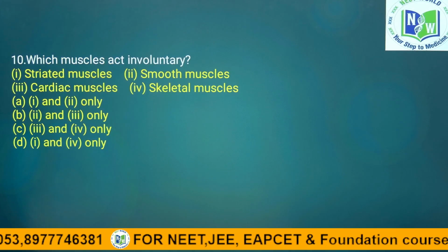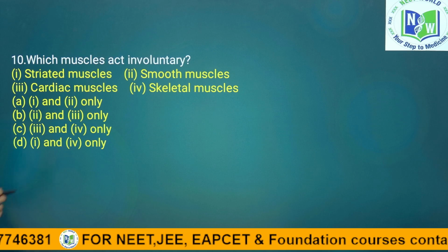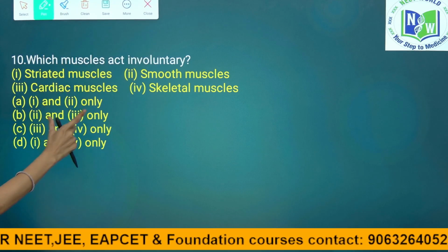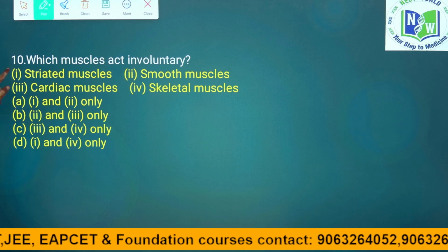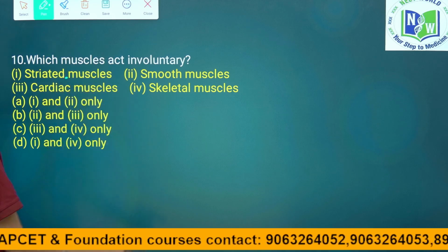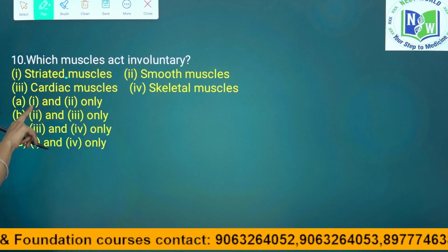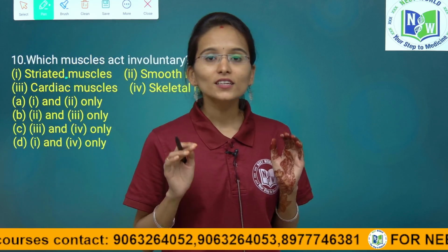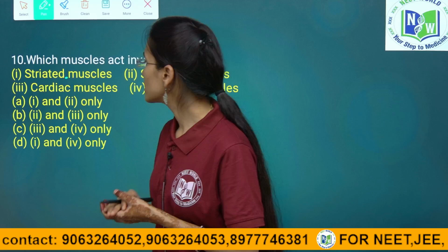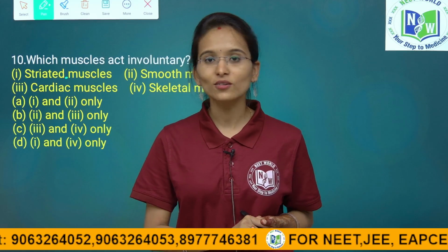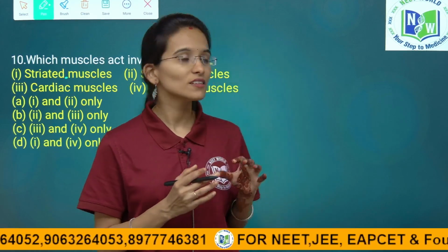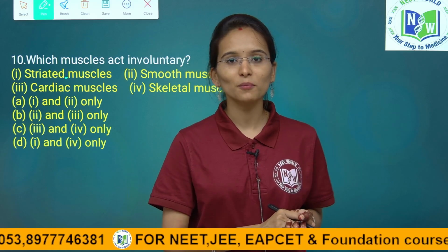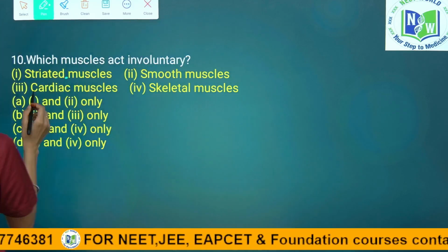Which muscles act as involuntary? So here there are 4 options. You have to match the correct pair of involuntary muscles. Option 1 is striated muscle, option 2 smooth muscles, 3 is cardiac muscles, and 4th is skeletal muscles. So this particular question is related to the types of muscles. Okay students, I already have shown the clear comparison of characteristics of each muscle tissue type. So now you have to answer this question.